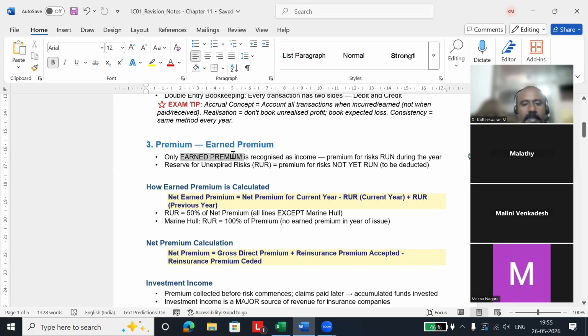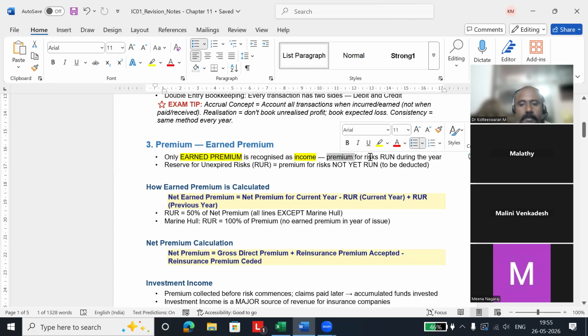So earned premium is the income. This is a very important question. Which is the income for the insurance companies? Earned premium. There are multiple premiums. There are different premiums. So earned premium is the recognized income for the insurance company. So premium for risk run during this year, this is called earned premium. So reserve for unexpired risk.